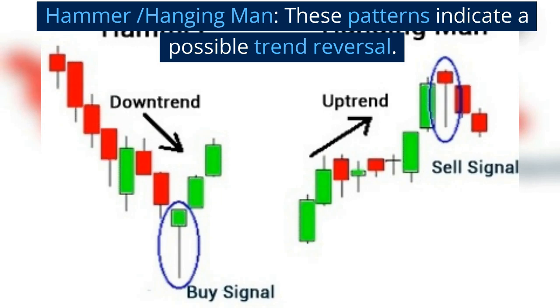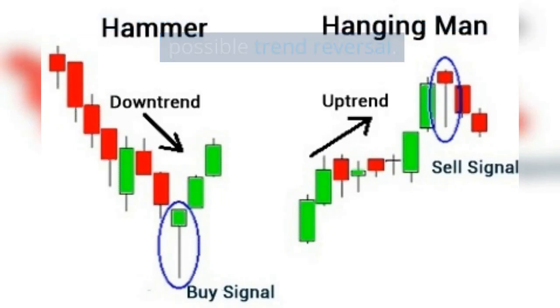It is saying a buying signal as well as a selling signal. So you can see the hammer, the body is at the top, that is green in color, that will give the buying signal. Then the red color hanging man, the body is in red color, that will give the selling signal.